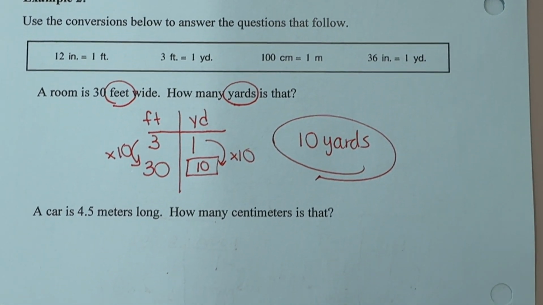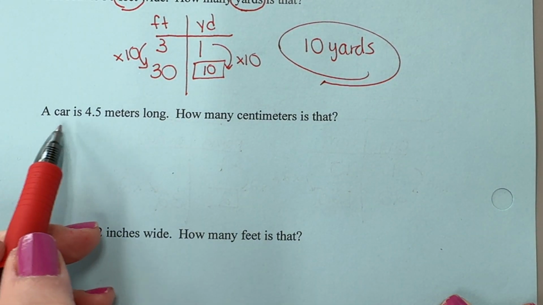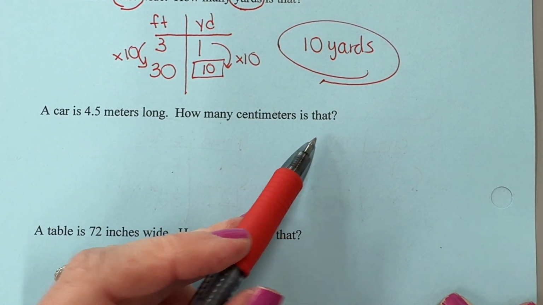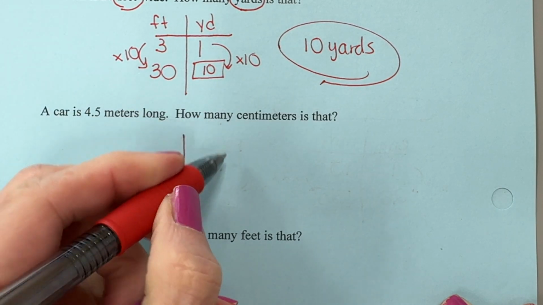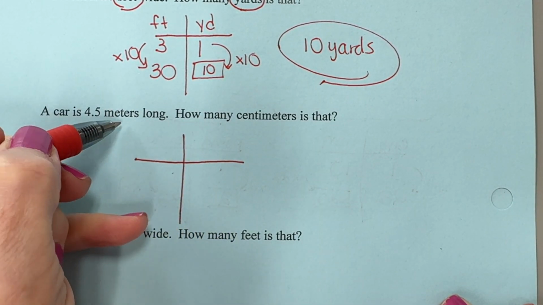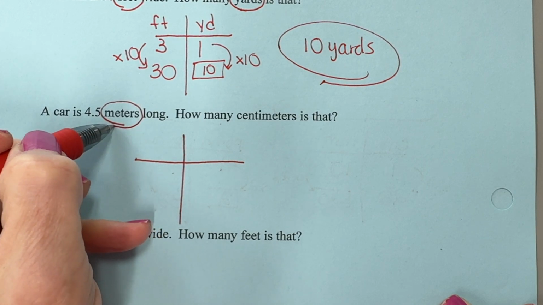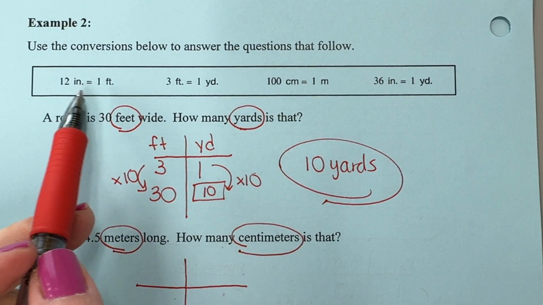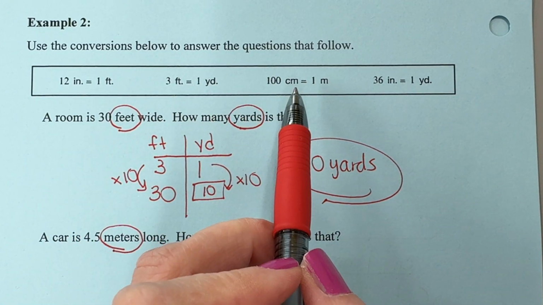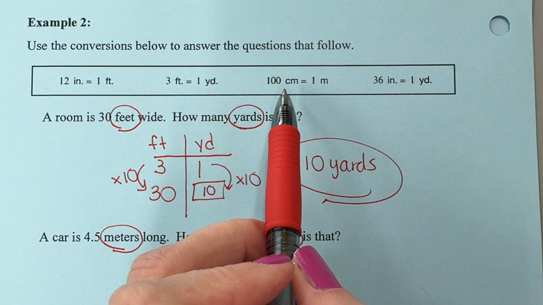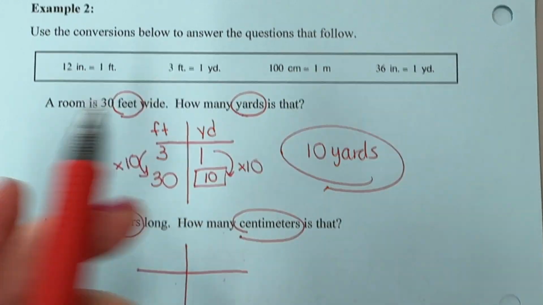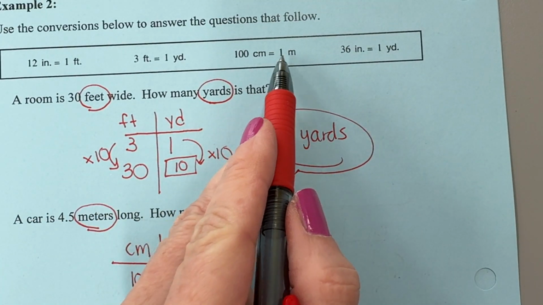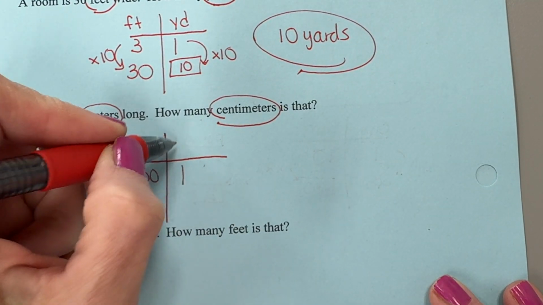Number 2. A car is 4.5 meters long. How many centimeters is that? Okay, so we need to line that T-chart up. We need to find our conversion up top. So we're looking for meters with centimeters. Let's find it. Not that one, not that one. There we go. Meters, centimeters. So 100 centimeters, you ready? 100 centimeters equals 1 meter.